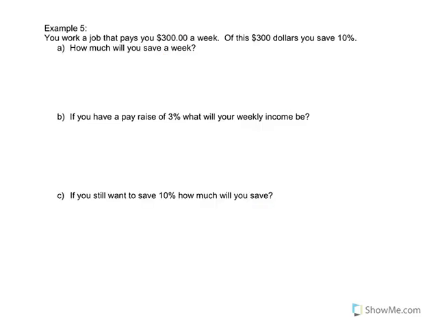Hey, you work a job that pays you $300 a week. Of this $300, you're saving 10%. How much do you save? So 0.1 times 300 is $30. You're saving $30 a week.